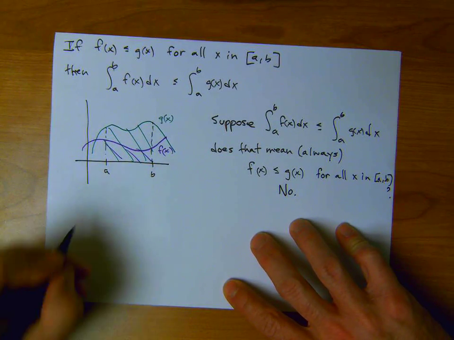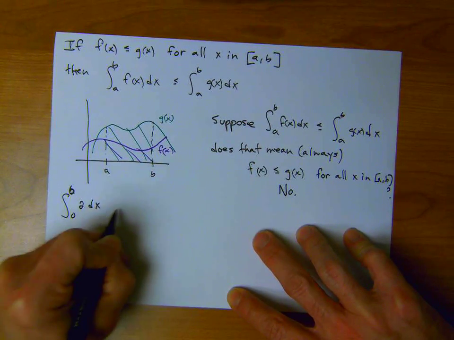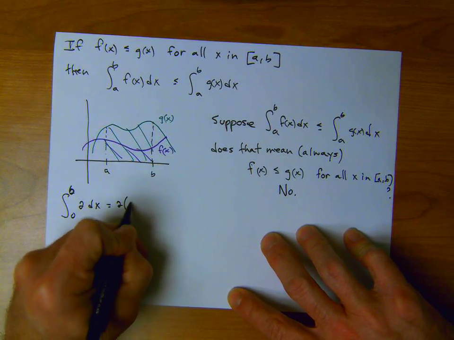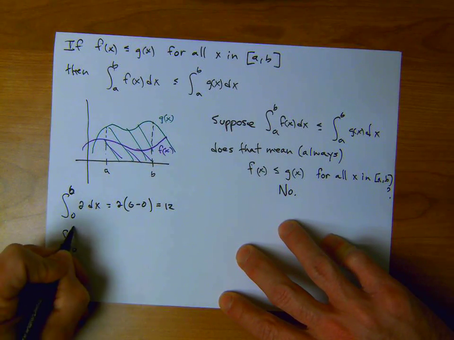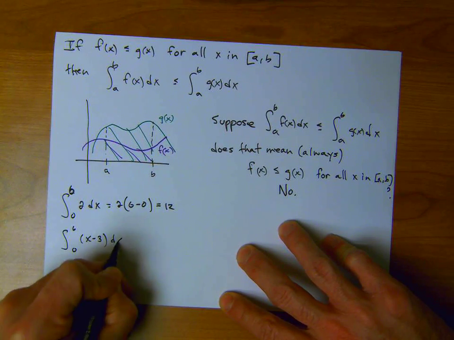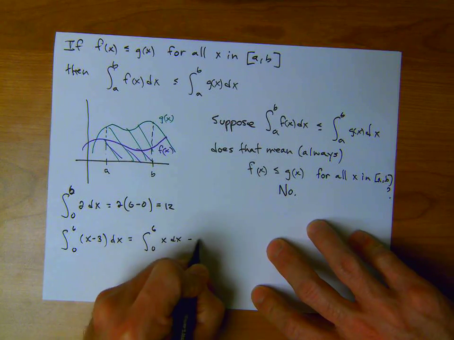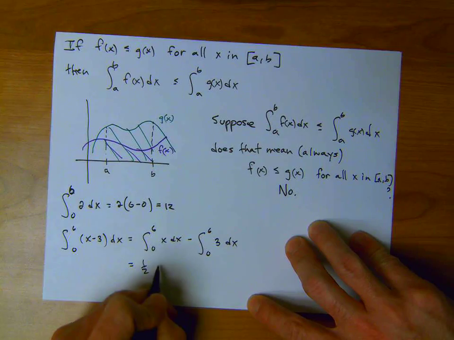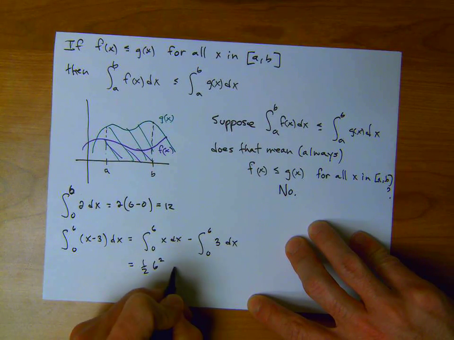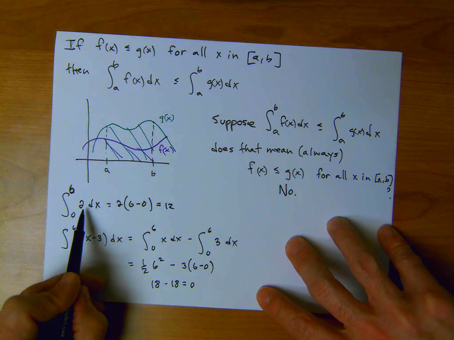So let's look at the integral from 0 to 6 of 2 dx. Well, we know from our first property that that's 2 times 6 minus 0, which is 12. And then we can look at the integral from 0 to 6 of x minus 3 dx. We can separate that out: the integral from 0 to 6 of x dx minus the integral from 0 to 6 of 3 dx. So this one is going to be 1/2 times 6 squared minus 3 times 6 minus 0. Well, 1/2 of 36 is 18, minus 3 times 6 is 18. So that's 0.